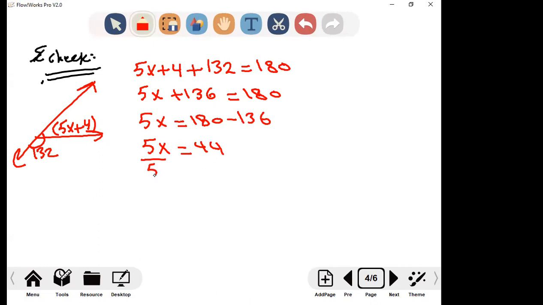Divide by 5 both sides. X will be 8.8. Yes. 5x plus 4, the first angle, and the 132: 136. I add 4 with 132. Combine like terms, remember? This is the check of example 4, okay?